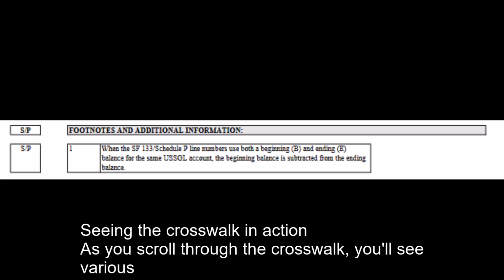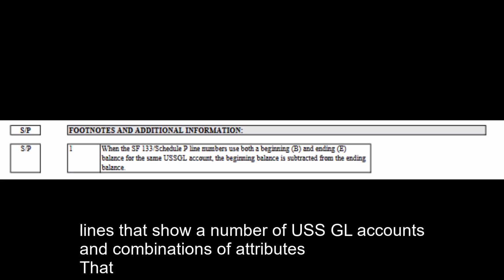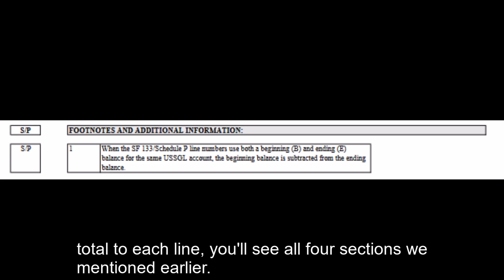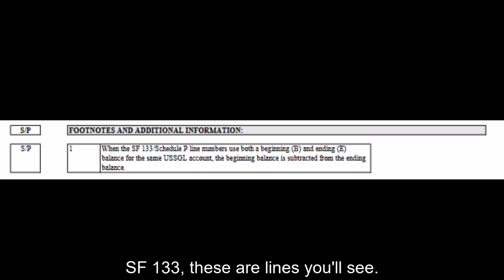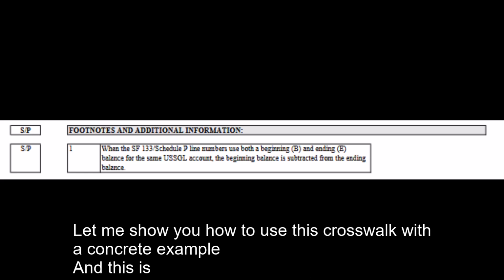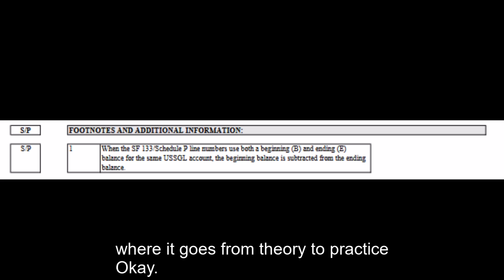Seeing the crosswalk in action. As you scroll through the crosswalk, you'll see various lines that show a number of USSGL accounts and combinations of attributes that total to each line. You'll see all 4 sections we mentioned earlier noted. As you create the SF-133, these are lines you'll see. Let me show you how to use this crosswalk with a concrete example. And this is where it goes from theory to practice.